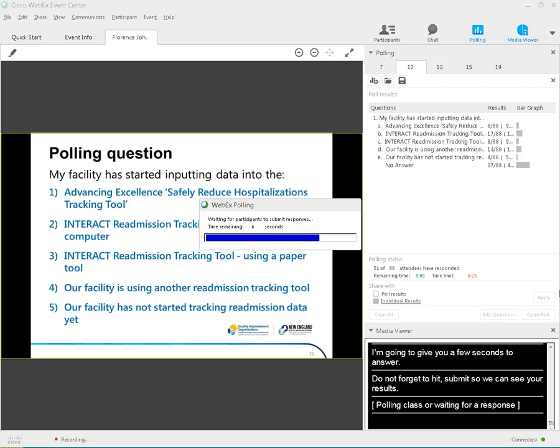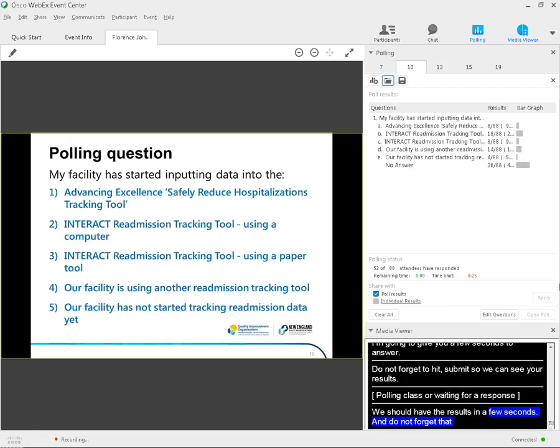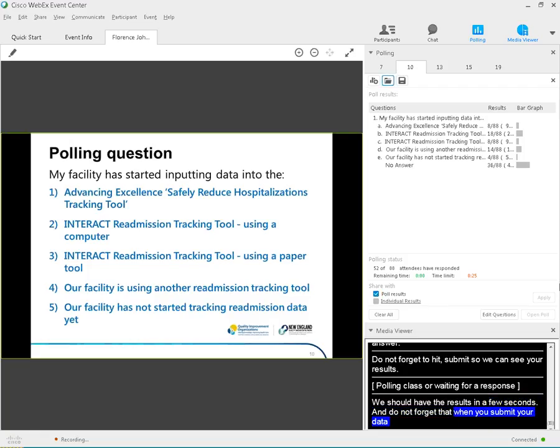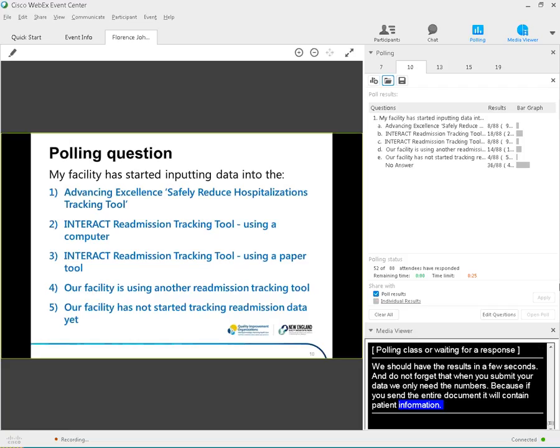All right, we should have results up in a few seconds. Again, don't forget when you submit your data, we only need just the numbers. If you send your entire document, it has patient protected information on it that we don't need being sent live. 18 computers, 8 paper, other forms, 14.